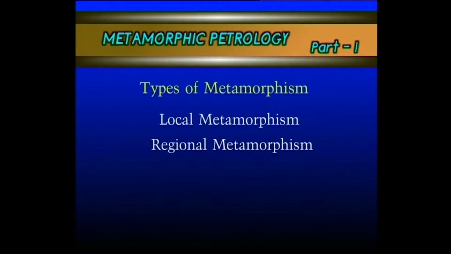If we divide on the basis of local and regional scales, then we can divide metamorphism into two types: local metamorphism and regional metamorphism. Local metamorphism occurs on a local scale, and regional metamorphism occupies thousands of square kilometers. In local metamorphism, two or three processes are important, particularly cataclastic metamorphism or dynamic metamorphism, as well as thermal metamorphism.